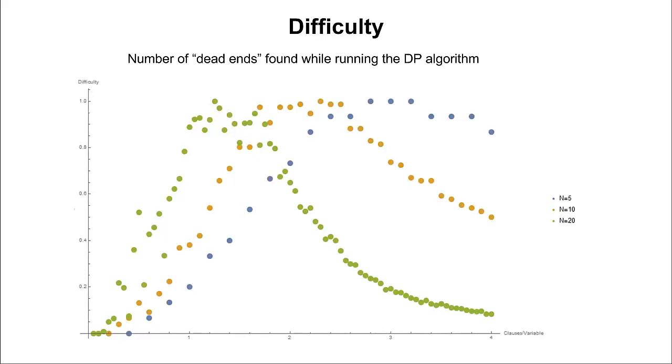Here's a normalized plot of the number of dead ends found while running the algorithm. The number of dead ends found can be interpreted to be the difficulty of proving that a statement is either satisfiable or unsatisfiable. Here the important thing to notice is that as you increase the number of variables allowed in your expression, there becomes a sharper peak in the difficulty.